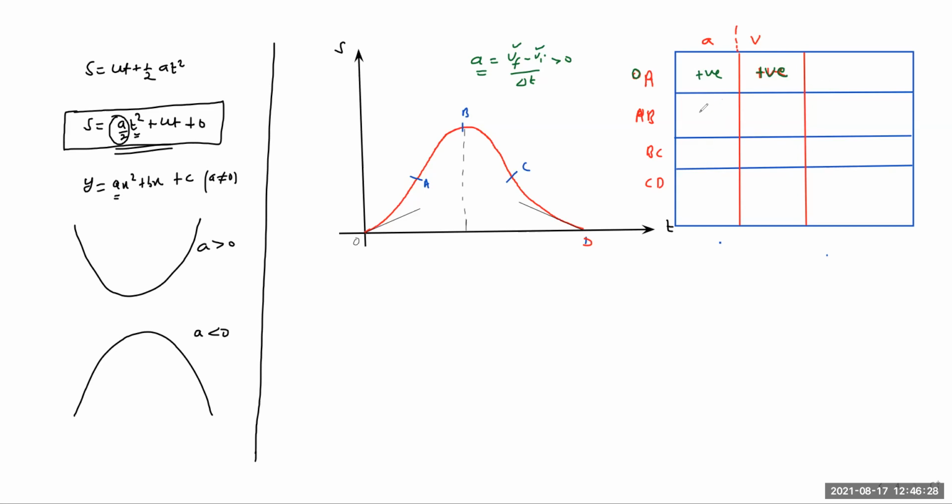Now go from A to B. What about A to B? The velocity is still positive, but the positive number is decreasing in value. So you see A is negative. Why is A negative? Because the final velocity is less than initial. Because the slope final is less than slope initial.